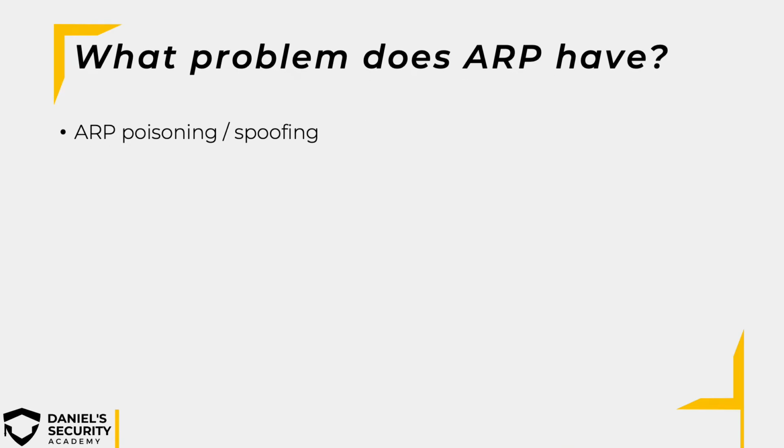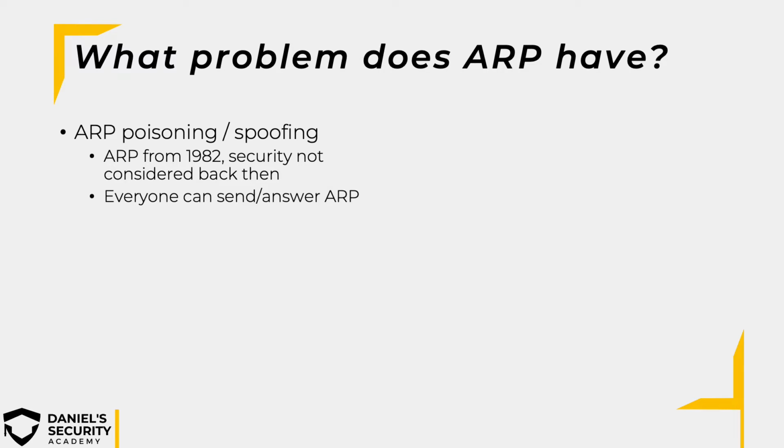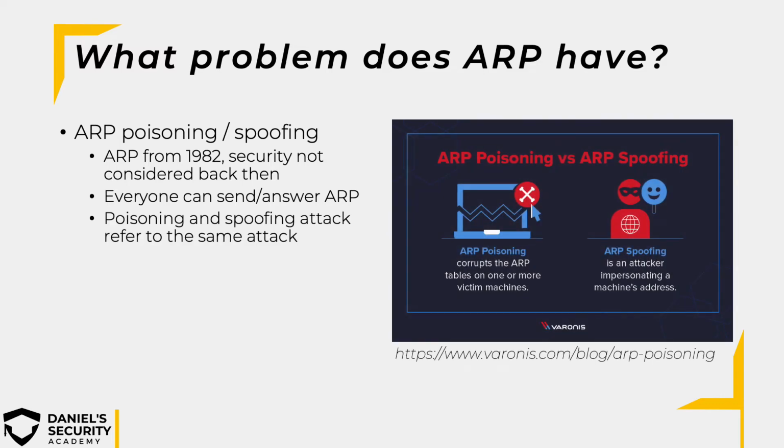So what is the problem ARP is having, and why are we talking about it in a security academy? We do have the ARP poisoning or ARP spoofing attack. Since ARP is a protocol introduced in 1982, so it's 40 years till today, security was not considered back then. It was an afterthought. And therefore, everyone can send and everyone can answer ARP packets and requests, meaning that everyone can do this kind of attack.